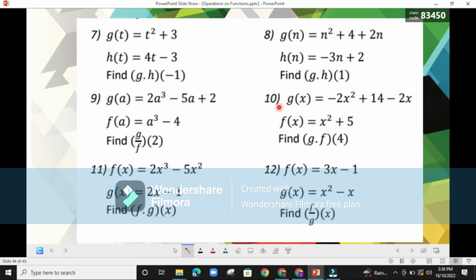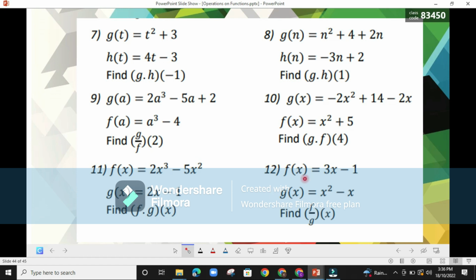Number 10. g of x is equal to negative 2x squared plus 14 minus 2x. f of x is equal to x squared plus 5. Find g times f of 4. Number 11. f of x is equal to 2x cubed minus 5x squared. g of x is 2x minus 1. Find f times g of x. No need to evaluate because you only have x here. So all you have to do is to get the product of these two functions.